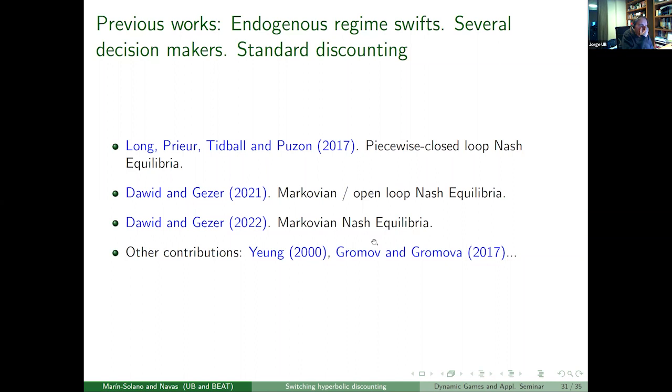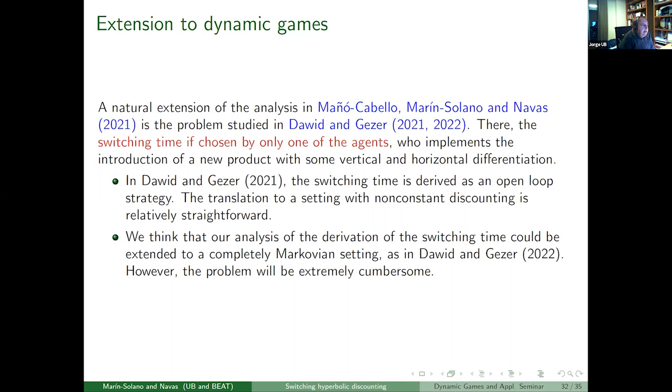At this moment, the result that we have is just an extension of this first concept to our setting with non-constant discounting, not with time-consistent temporal preference, but our objective or goal is to consider this fully Markovian Nash equilibria with this inner time preference. But I hope that this will be something for the near future. As I mentioned, the first approach in DeWitt and Gesser can be directly extended to our setting, okay? And the second one, we think that it's possible, but it will be more complicated.